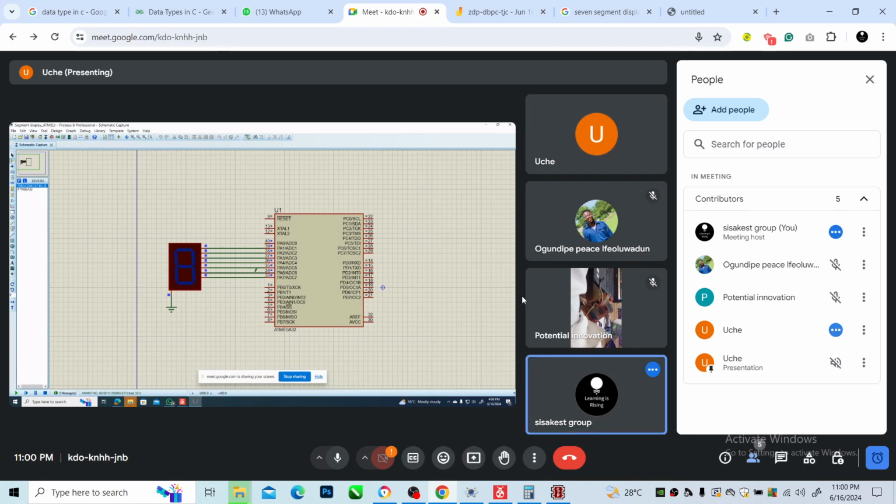Let's fix this. Maybe we should shift these connections up, starting from A0. No, it's supposed to start from A7. I already did that. Then let's do the mirror of this guy. Something is still wrong.